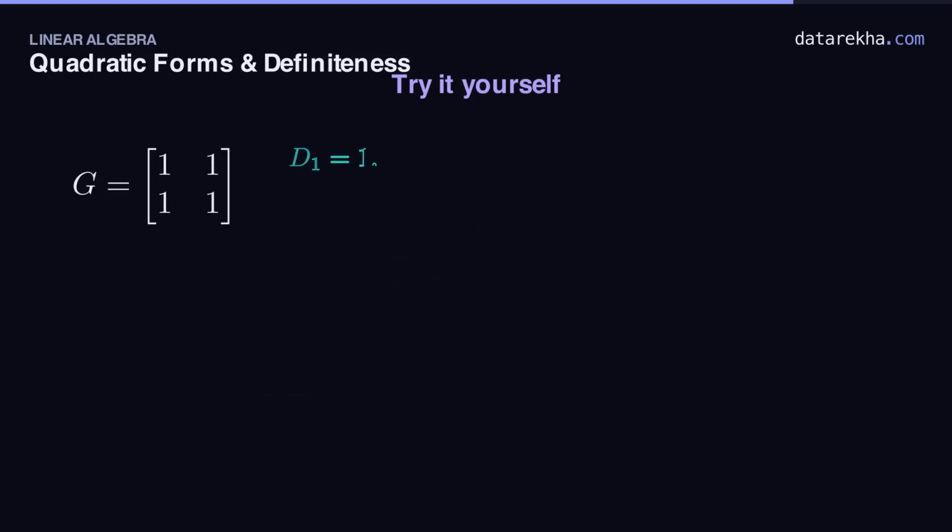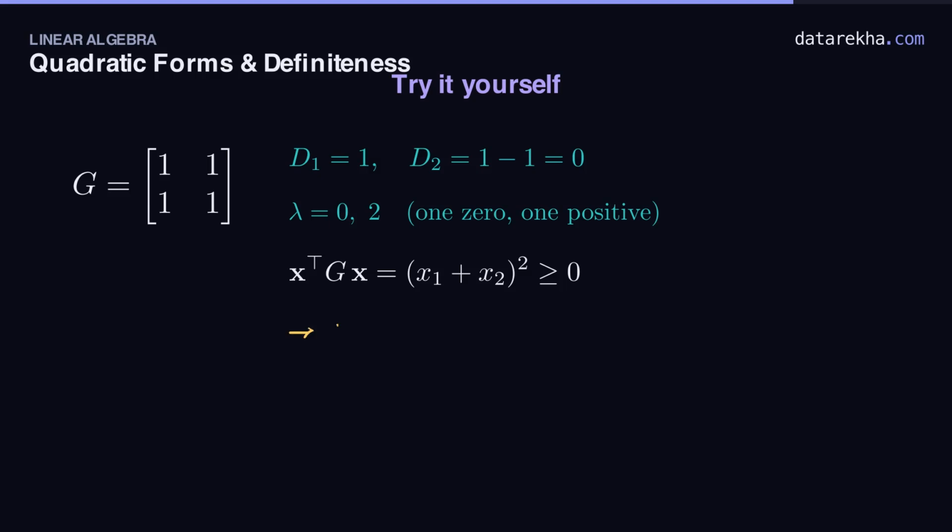Here's the walkthrough. The first minor is 1, but the determinant is 0. The minor test lands on the boundary, not definite. The eigenvalues confirm it. 0 and 2, nothing negative. Semi-definite, not indefinite. And the cleanest view, x transpose Gx is x1 plus x2 all squared. A square is never negative, but hits 0 whenever x1 equals minus x2. So it's positive semi-definite. If you name that, you've got it.